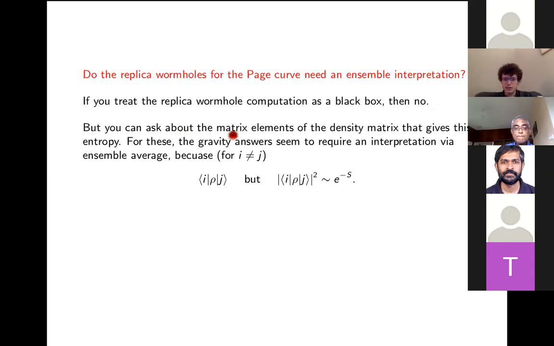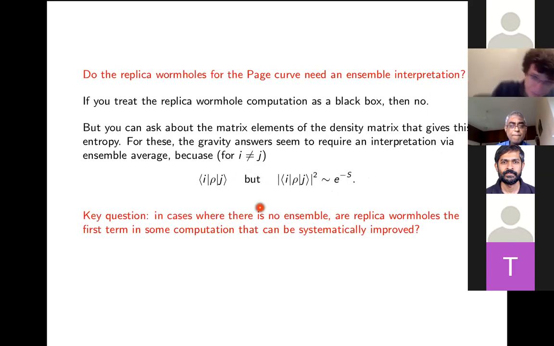But you can ask about the matrix elements of the density matrix that gives this entropy. So we can go beyond just the entropy and we can ask about the density matrix itself. And when we compute that, the simple gravity computation seems to require an interpretation by an ensemble average, because we have this funny situation where this thing equals 0. I left off the equals 0, but I should have written it, but the square of it is e to the minus S.